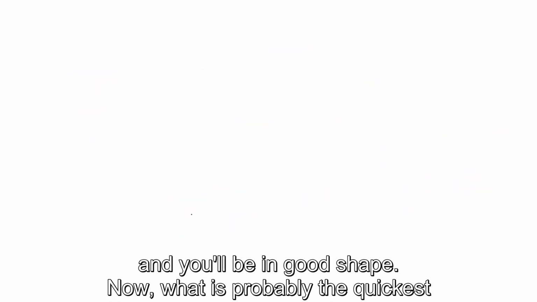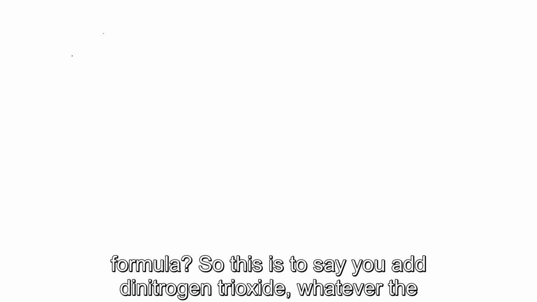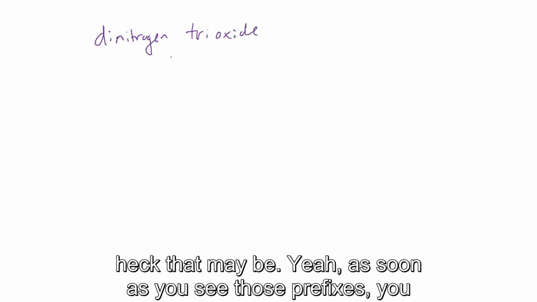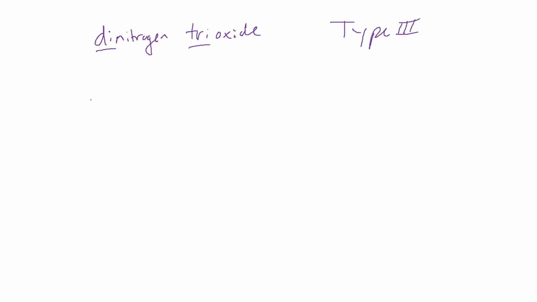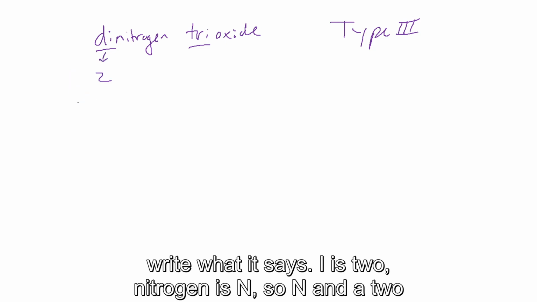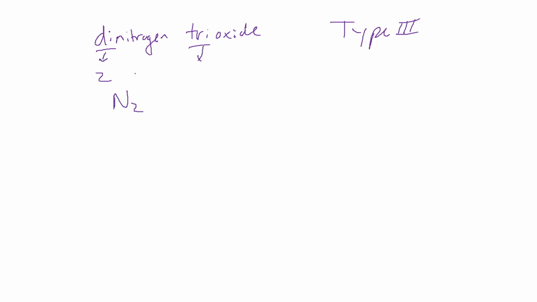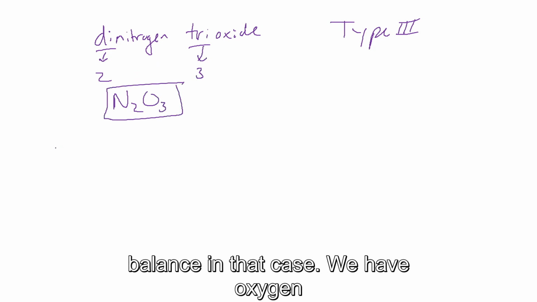Now, what is probably the quickest in all nomenclature, dare I say, you're given an actual formula. So say you had dinitrogen trioxide, whatever the heck that may be. As soon as you see those prefixes, you should be really happy because that means type 3 all day and nothing to figure out. You're frankly just going to write what it says. Di is 2, nitrogen is N, so an N and a 2. Tri is 3, oxygen is O, O3, and they're done. Nothing to balance in that case.